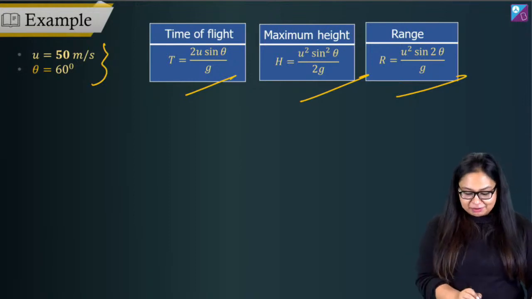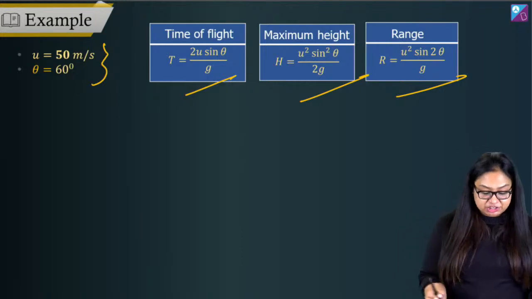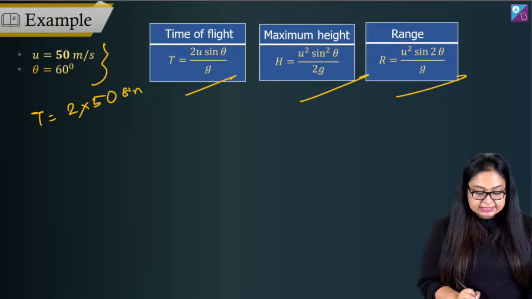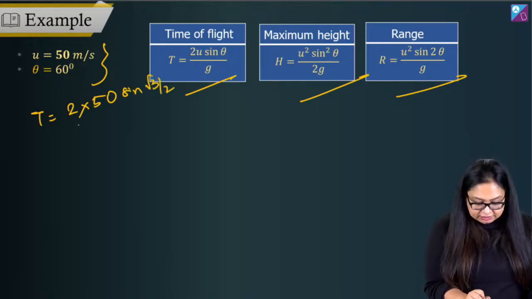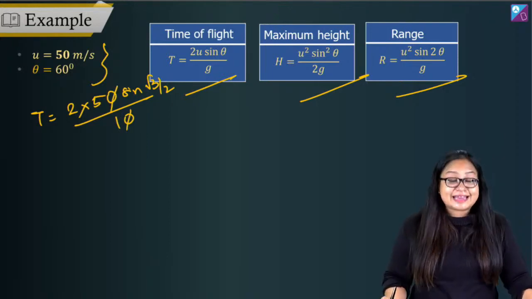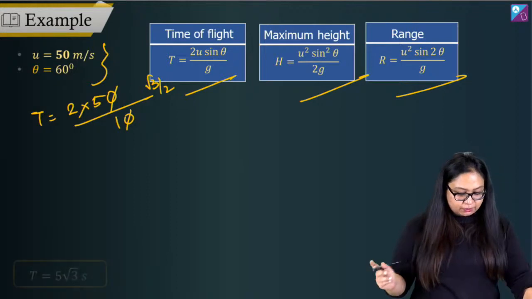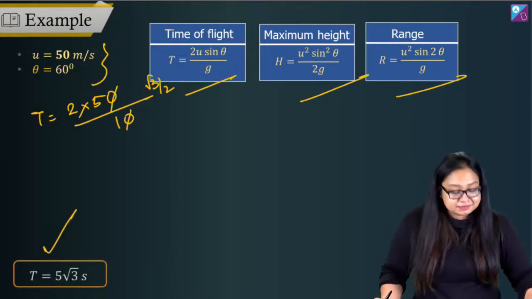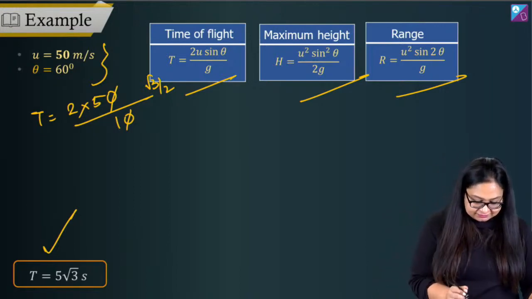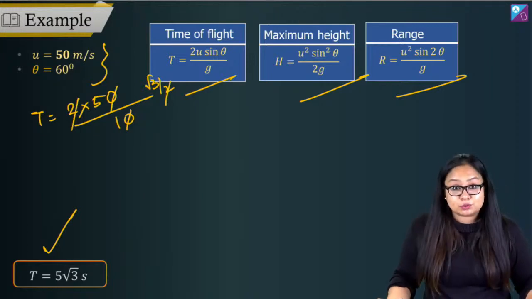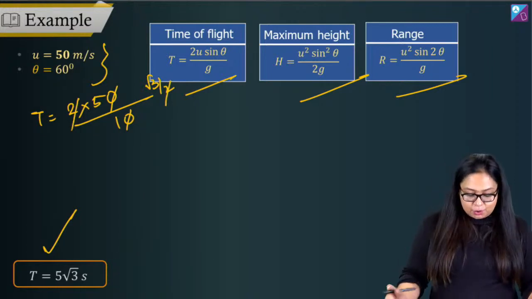Alright. For time of flight calculation, t is equal to 2u sine theta by g. 2 into 50 into sine 60 degrees, which is root 3 by 2, divided by g, which is 10. Right? This gets cancelled out. We have 10 into root 3 by 2, which is equal to 5 root 3 seconds. This 2 also gets cancelled out. So 5 root 3 seconds. What about maximum height?